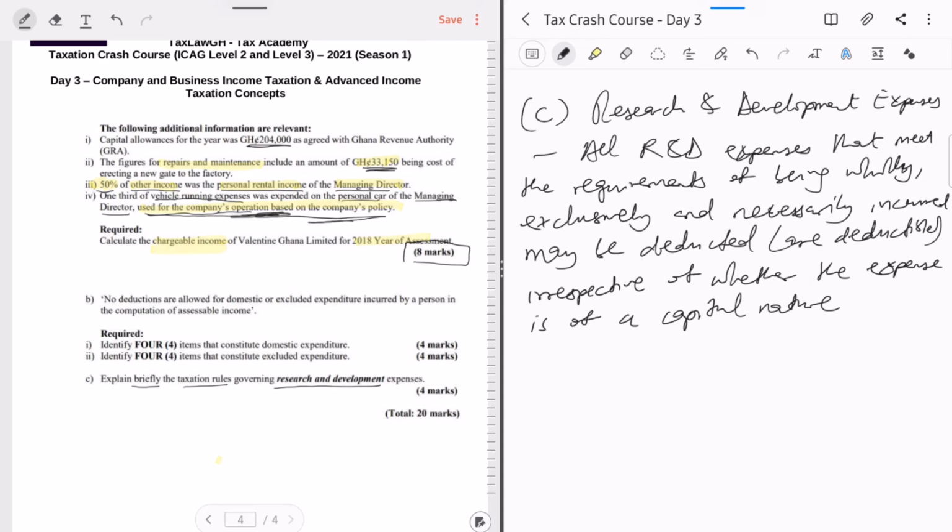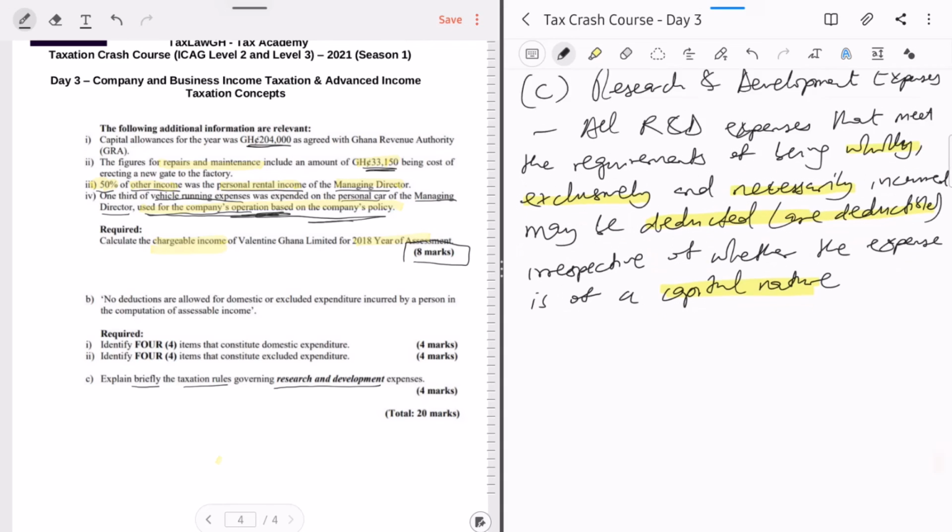So it means for research and development expenditure, whether or not they are of a capital nature, they are what? Deductible. They can be deducted, right? As long as they are wholly, exclusively and necessarily incurred. So this is really the answer you need to write, right? But the law gives a definition of research and development expenditure, so you can add that if you want, right?